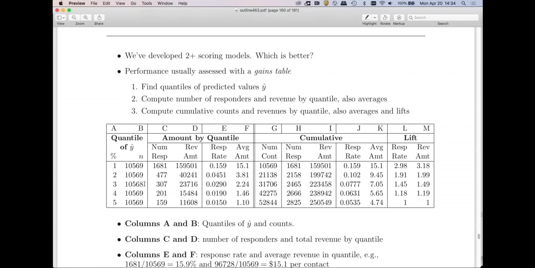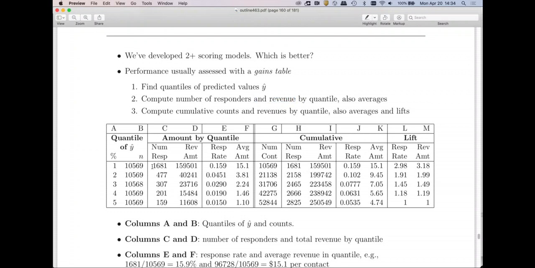And that's because maybe our sample size doesn't divide by 5 equally, or maybe there's some tied values among these predicted values. So those could lead to not equal decile or quintile sizes, but don't worry about that. All right, next we're going to compute the number of responders, because we care about responders, and also the revenue that we generated in each group, each quintile.